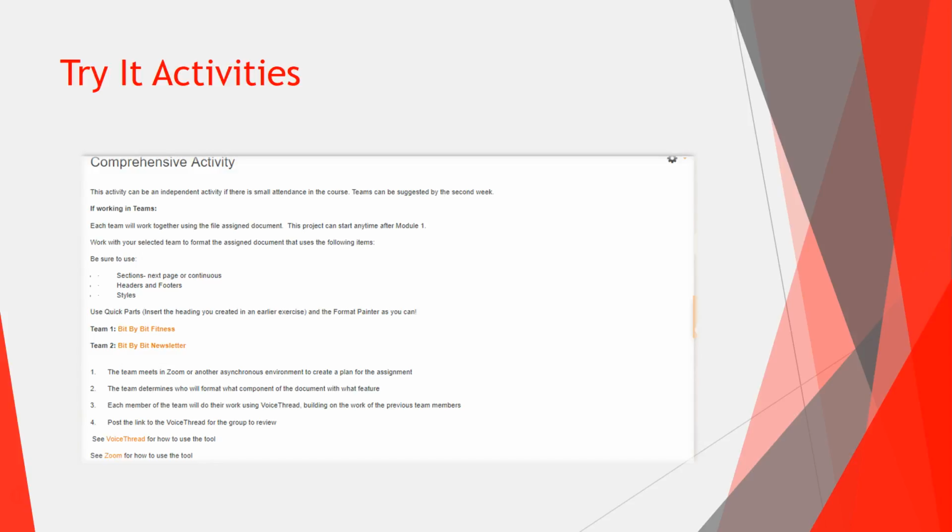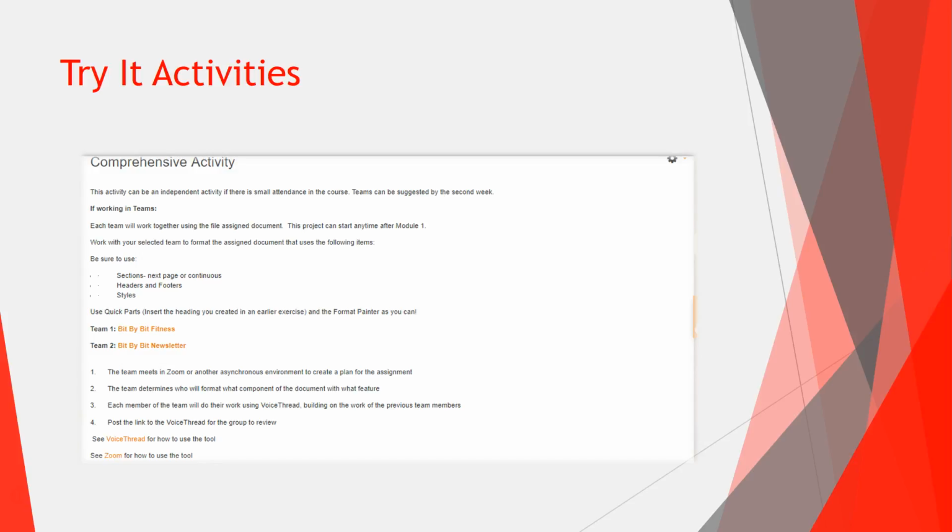So we have team 1, team 2, regardless of the number of learners in the course, because we would, in fact, limit how many folks would attend the course. Then each team works together to use the file that's assigned and create the items that are listed here. Team 1 is going to use one document, team 2 is going to use another. The idea is that they get together, talk about who's doing what, and then use the tool VoiceThread and use Zoom so that they can converse with each other.